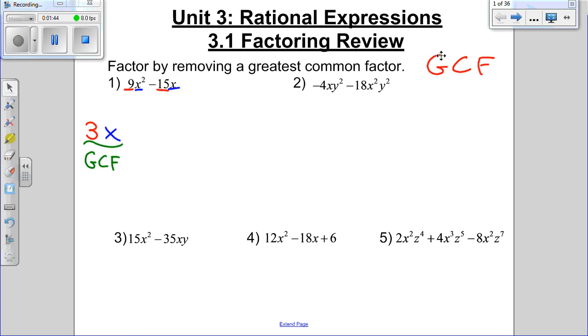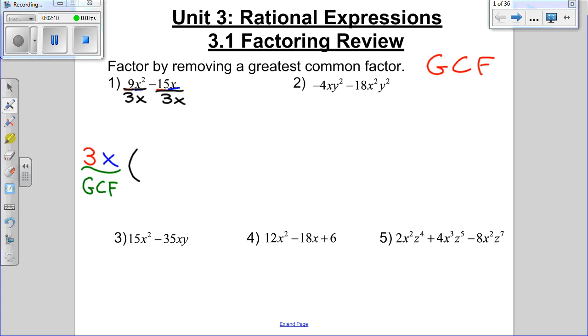What you do is you divide all of the terms by that greatest common factor. And that's going to leave you with something in a set of brackets. So your greatest common factor always comes out in front of a set of brackets. If you take that 3x, you divide both terms by it.